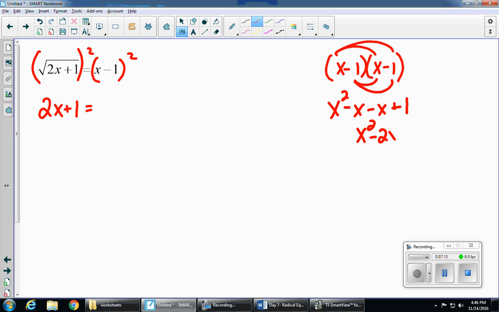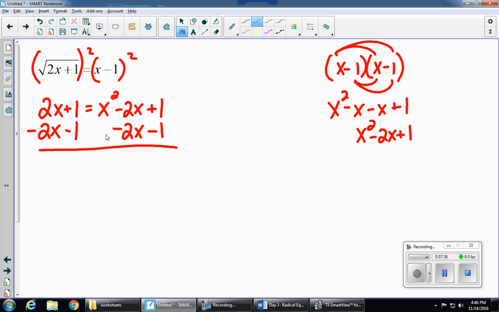So this is my scrap work on the side, and now I'm going to substitute it back in to my equation. So we have 2x plus 1 equals x squared minus 2x plus 1. So now I have an x squared. I know I have to set it equal to 0. So I'm going to subtract 2x on both sides and subtract 1. On the left side, we're going to get 0. On the right side, I'm going to get x squared minus 4x.